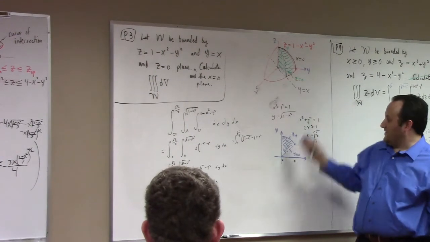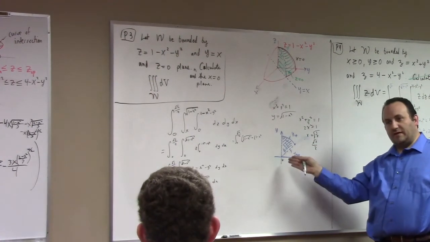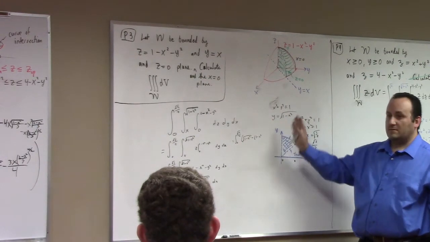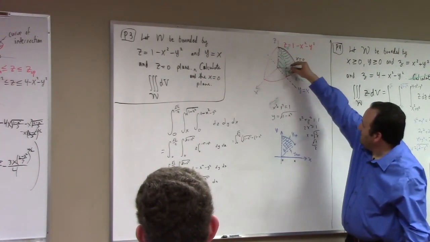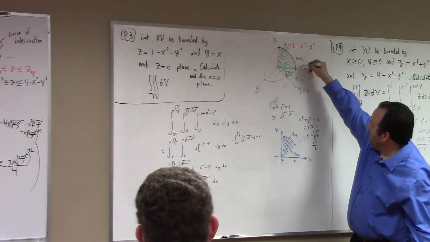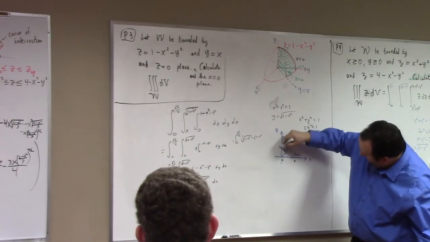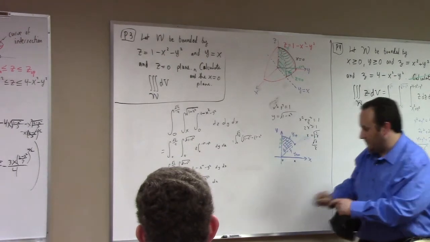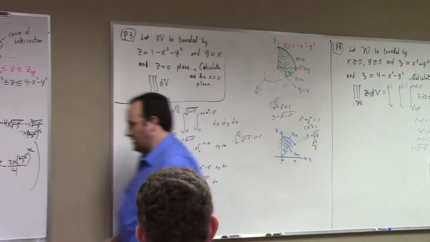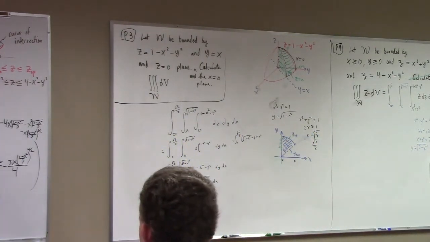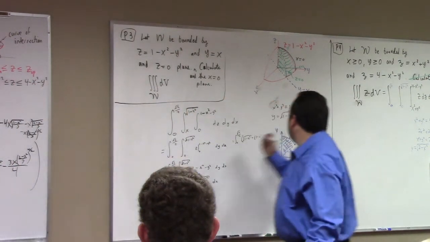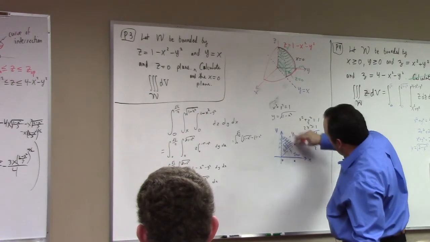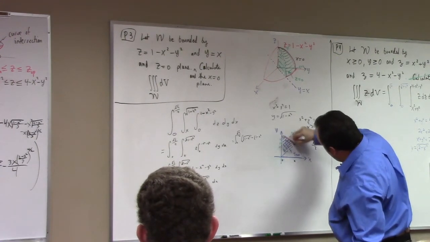So y equals x gives me that. That's one of the edges on the shadow, right? Of course, x equal to 0, that's back here. That's this one. And then of course there's the other curve from the paraboloid hitting the z equals 0 plane, this piece right here, which corresponds to this edge, like that.